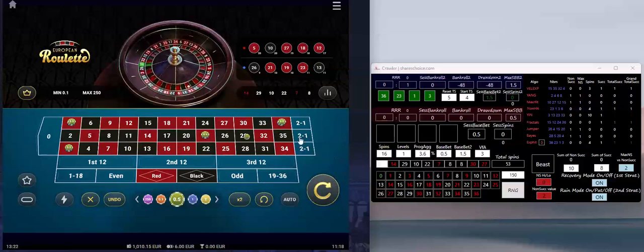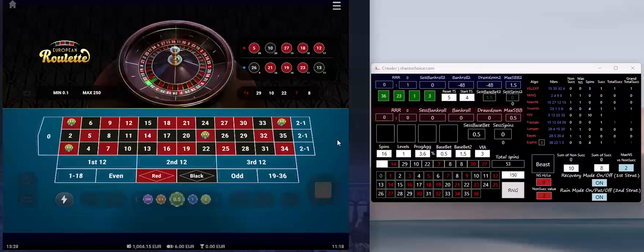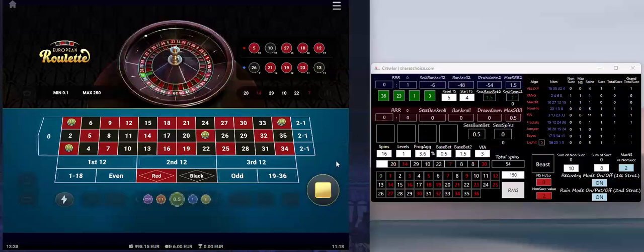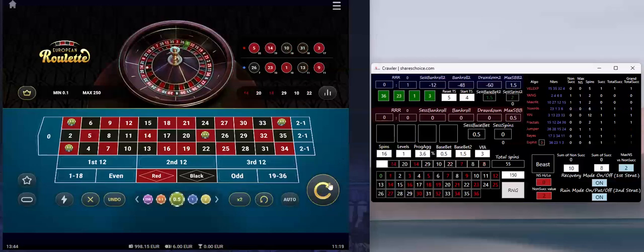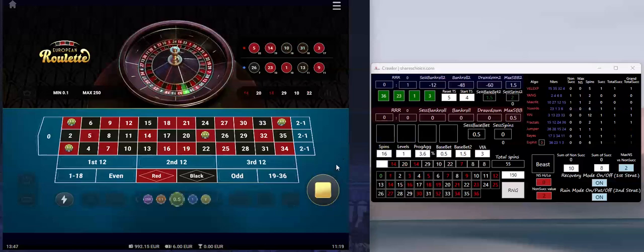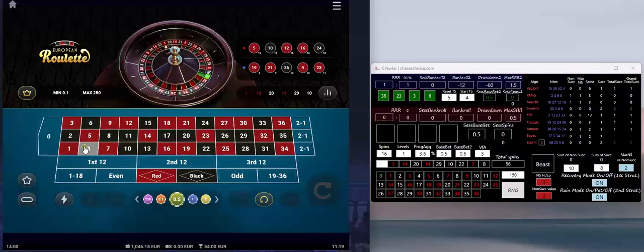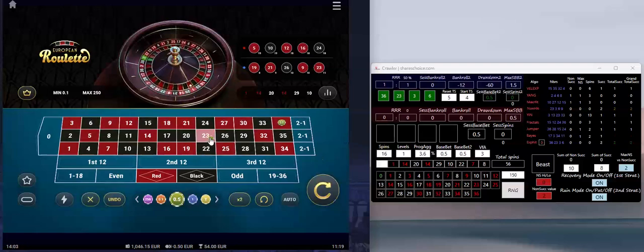So okay, we have new numbers predicted from the algorithm. One time it was not successful, so let's see what will happen now. So far no luck, but we are in the beginning of the progression, so let's see. And number one is here, so it's our number. That's good, we won, and we now receive new numbers predicted, and the base bet is now again 50 cents. So I will bet on new numbers and let's see what will happen.